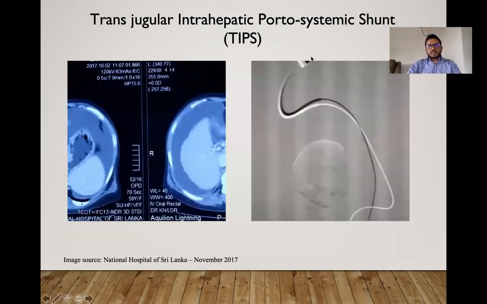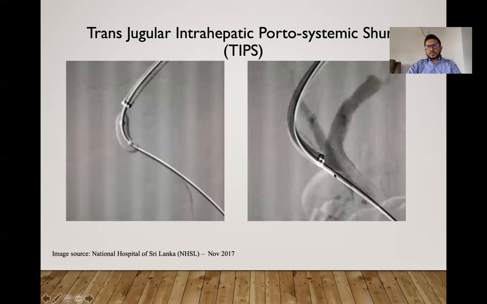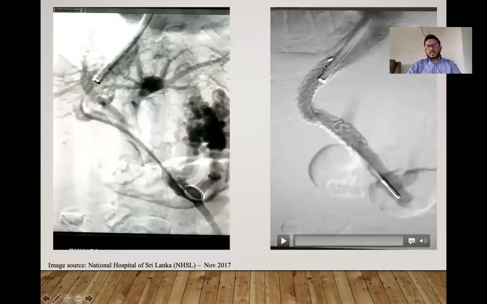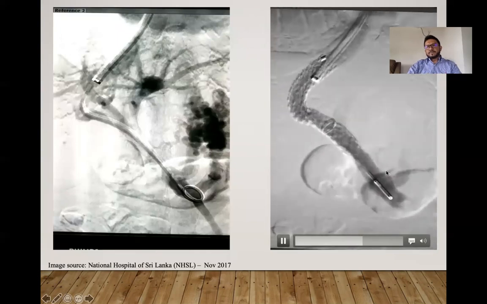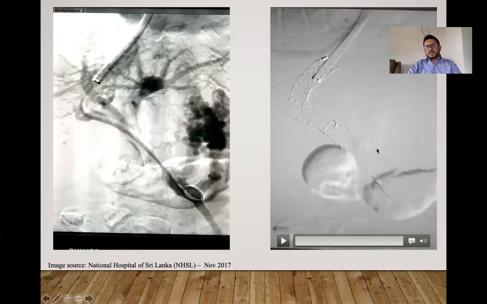You need to create a pathway between the hepatic vein and the portal vein. Once you get the access, you need to dilate with the balloon, and then you place a semi-covered stent across it, and once you do it, you can see that the flow is really nicely going into the hepatic vein, bypassing the liver.